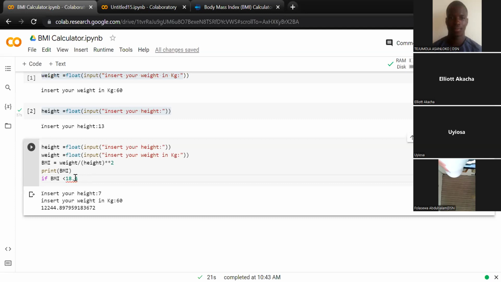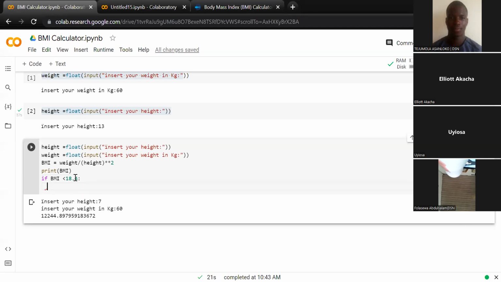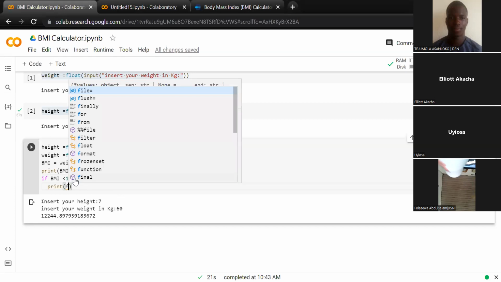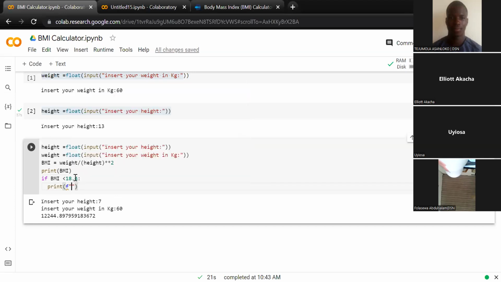Let the machine print. Okay, so print. So we are formatting it now. Format. You are underweight. Okay, let's put it that way. Less or equals. You are underweight.